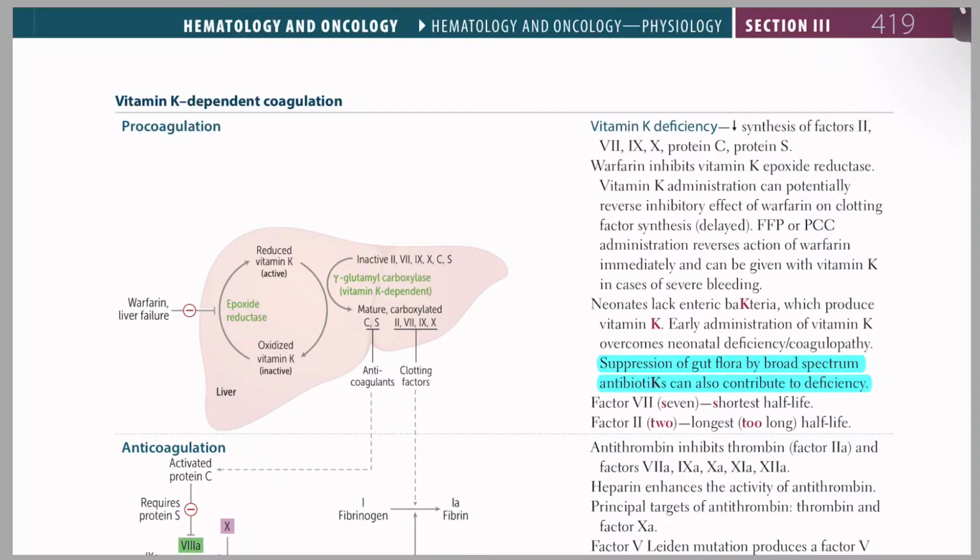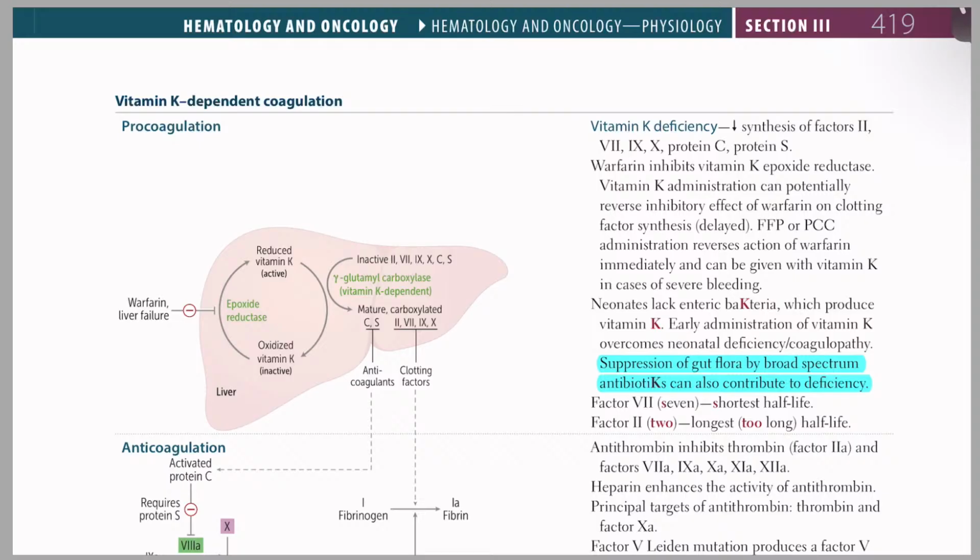Okay, liver. Oxidized vitamin K is inactive. Epoxide reductase, warfarin, liver failure. Reduced vitamin K is active. Inactive 2, 7, 9, 10. Gamma-glutamyl carboxylase is vitamin K dependent. It carboxylates 2, 7, 9 and 10.